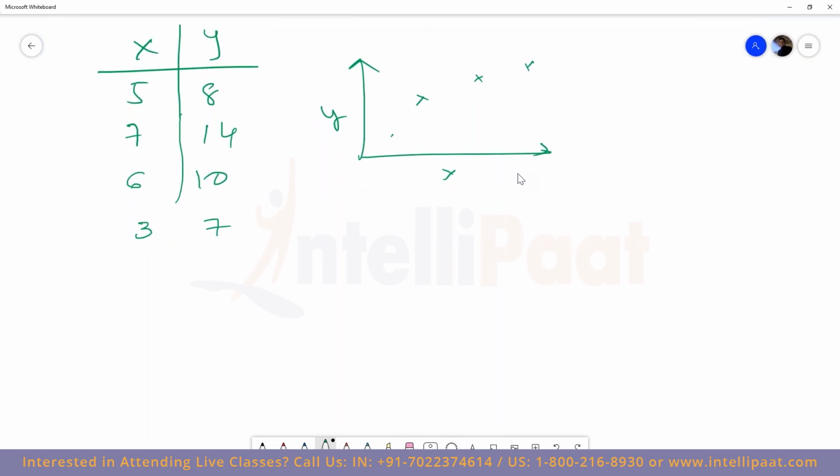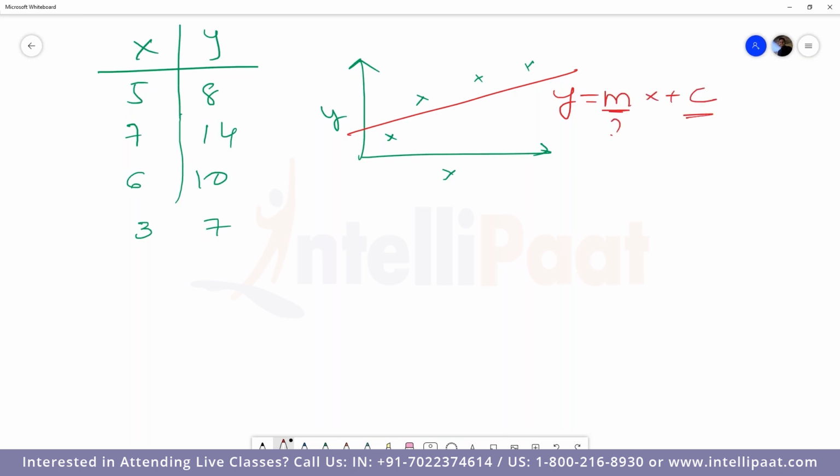Sorry guys, these are my 4 data points, and I want to find that one single equation that cuts through all these 4 points. I know one thing for a fact, that this looks like the form y is equal to mx plus c. I don't know what m is, I don't know what c is. I need to find the best possible values of m and c.